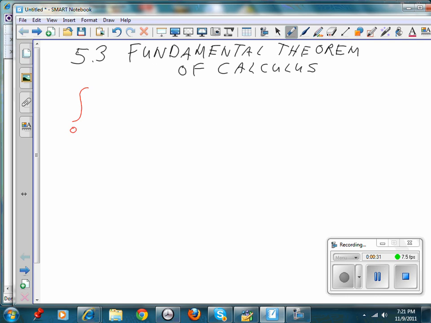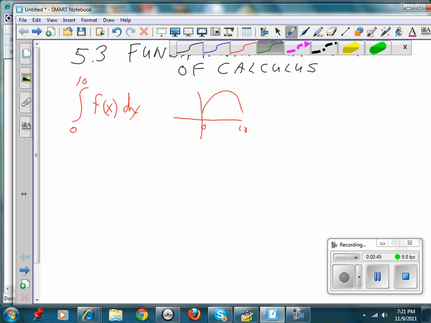We were doing these kind of problems like from 0 to 10, f of x dx. And we were adding up perhaps this area right here between 0 and 10. And we might have called that this area under the curve. Okay, so why was this fundamental?